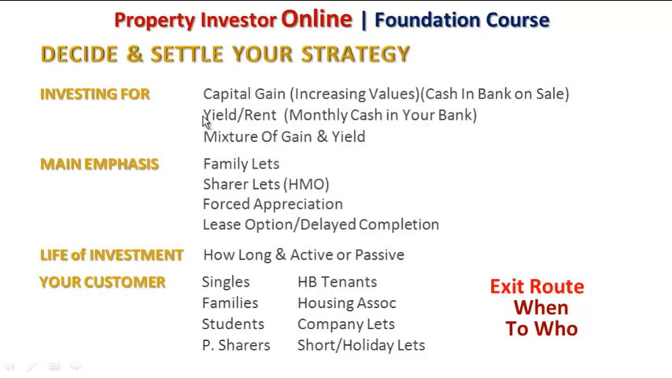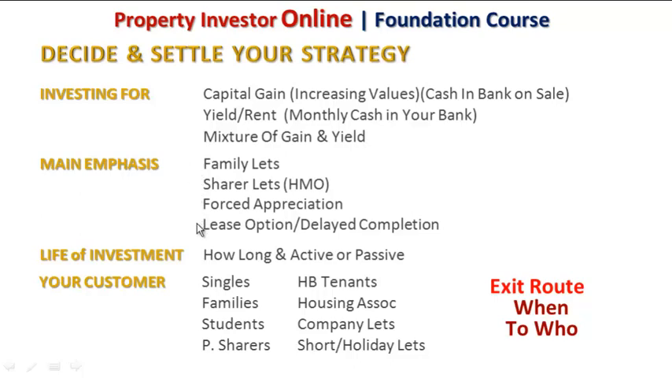If you're going to go for a mixture of both, then you probably need to be investing in two, maybe three different locations, because locations which have high gain potential generally have low yield and vice versa. Therefore you would need to invest in one location for your gain strategy and a different location for your yield strategy.